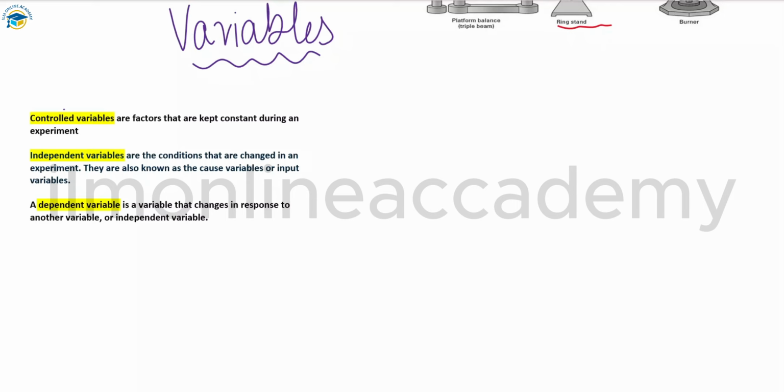Some examples of control variables that we use in any experiment, for example, temperature. Keeping the temperature constant, or the same throughout the experiment, is the control variable, right? Next, in some experiments we have light intensity. Keeping the amount of light the same throughout the experiment will also be a control variable.